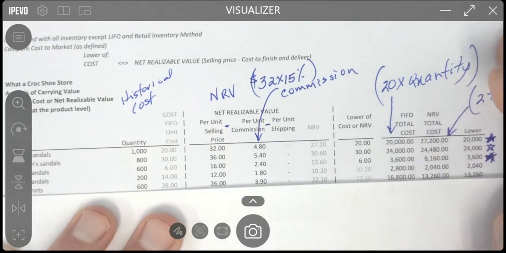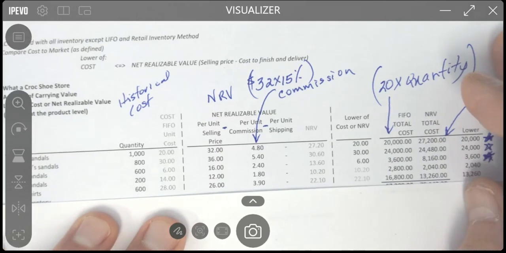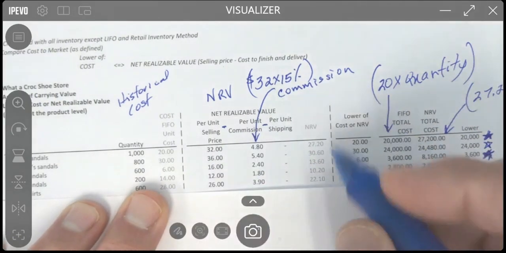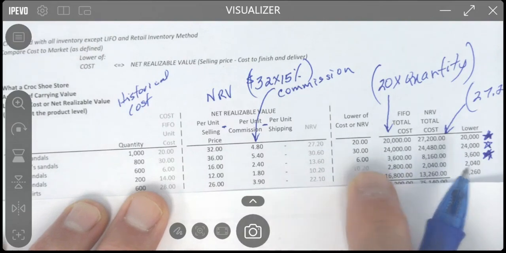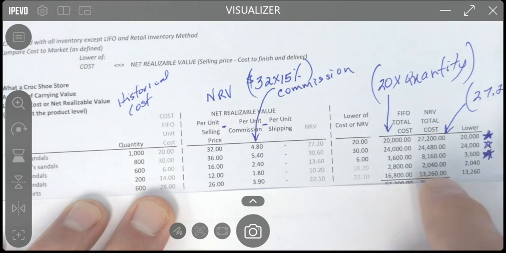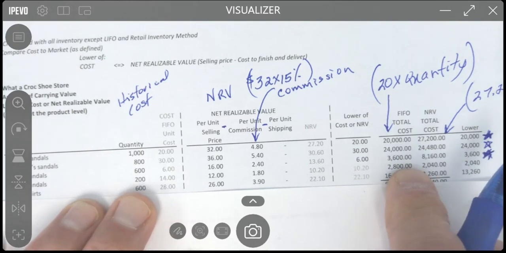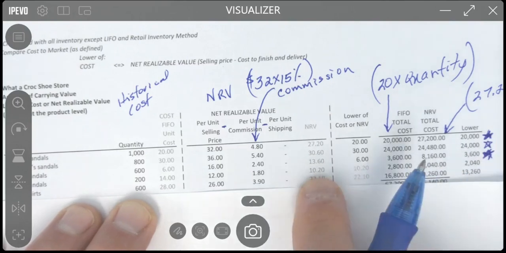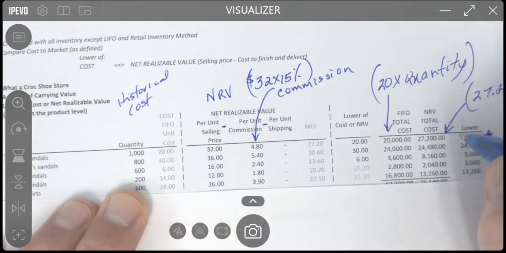And then we come to the two that actually have an issue with them, and we anticipated they would. The cost of the girls' sandals is 14, and net realizable value is 10.20. So 10.20 is the lower. Extended, we have 2,800 as the FIFO total cost, but the net realizable value total cost is 10.20 multiplied by the 200 pairs, or 2,040. And that's going to be a bit impaired.